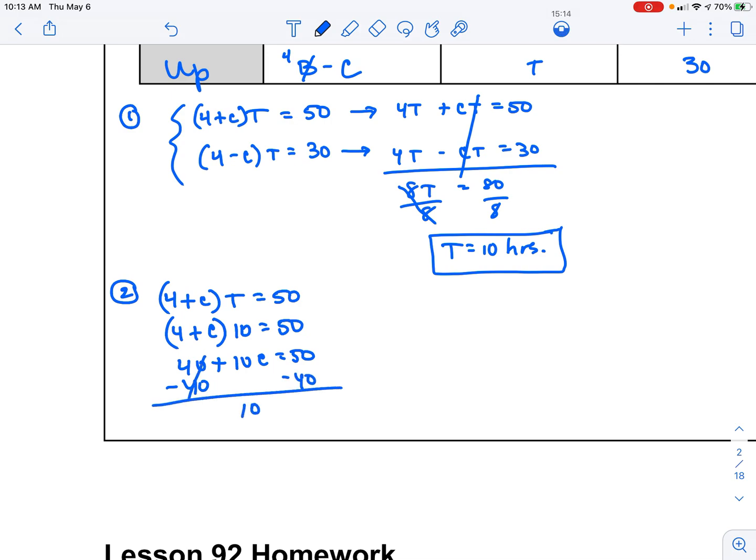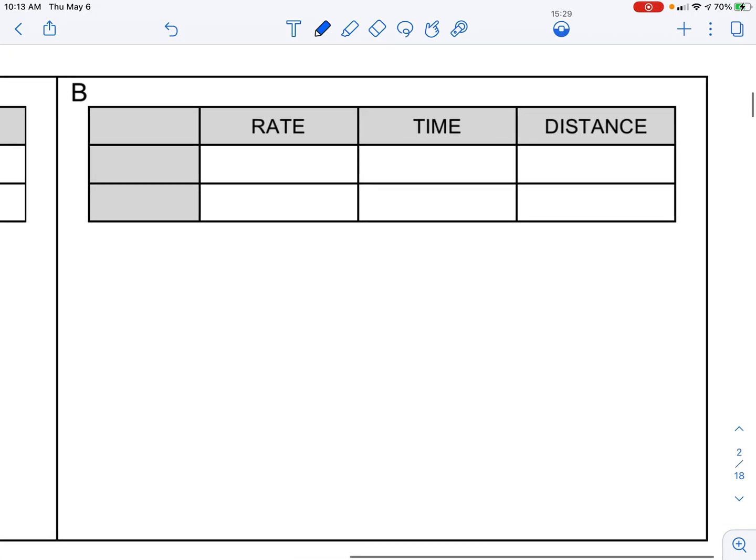We'll subtract 40. You end up with 10c equals 10. We divide by 10. You're going to end up with the current is 1 mile per hour. That's as fast as your current is moving, 1 mile per hour. So that's how you do that one.